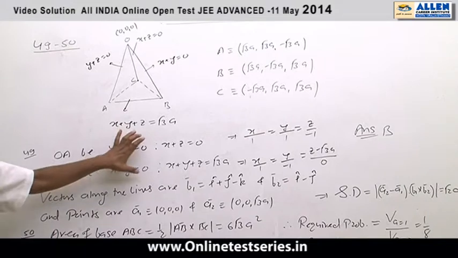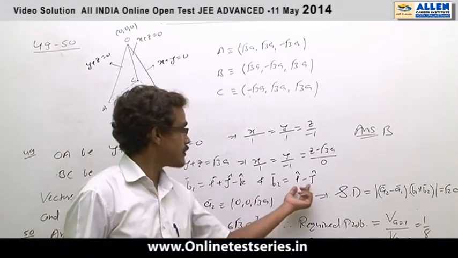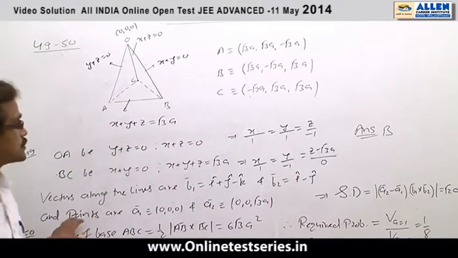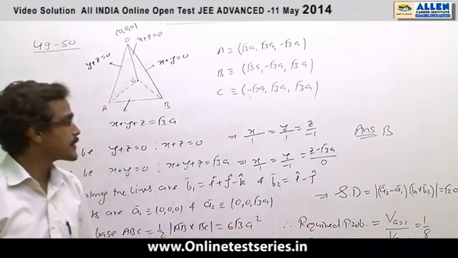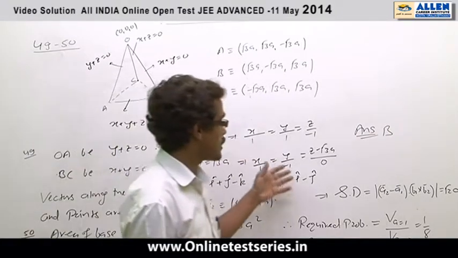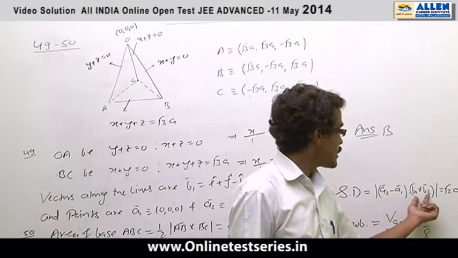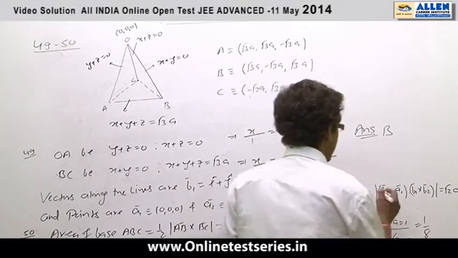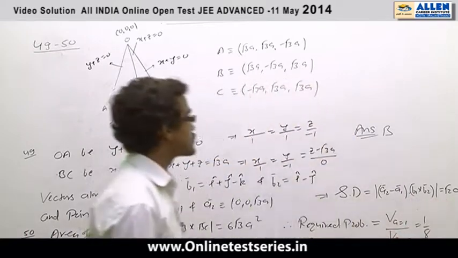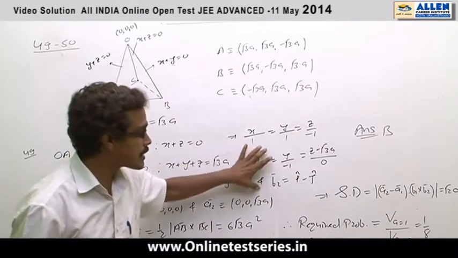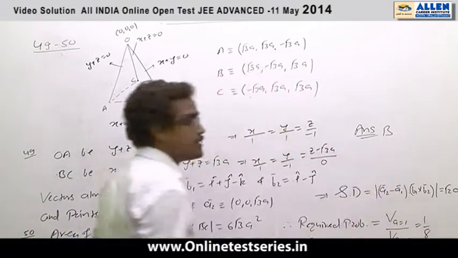So the vectors along these two lines are i plus j minus k and i minus j, and the two points on these lines are (0, 0, 0) and (0, 0, root 3 a). So the shortest distance between these two opposite edges will be equal to the absolute value of (a2 minus a1) dot (b1 cross b2) divided by the magnitude of b1 cross b2, and this will be equal to root 3 a by these data. So the answer of question number 49 will be option B.